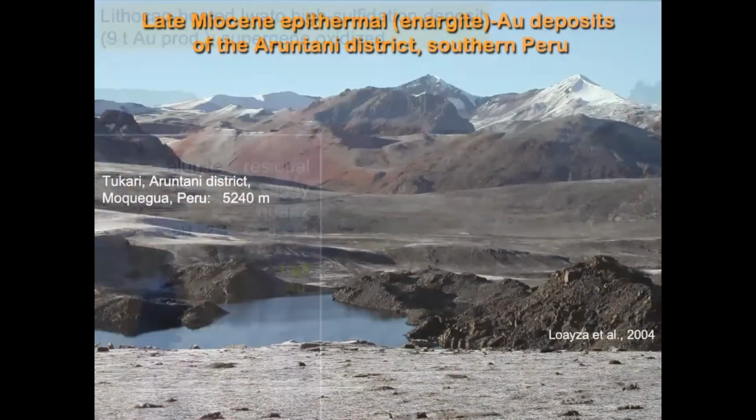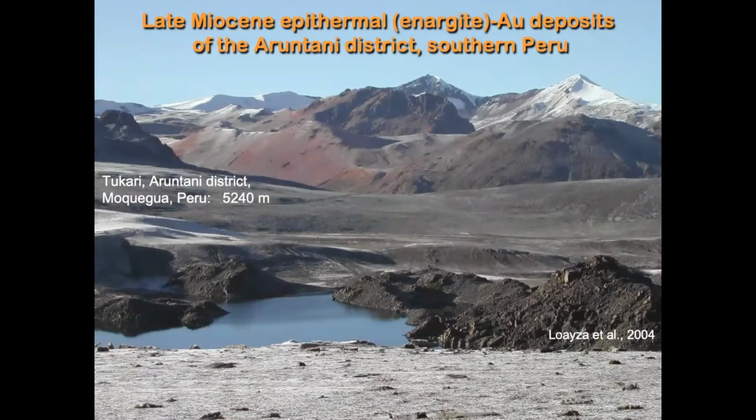This is a recent discovery. Well, it's now 20 years old, but a discovery in southern Peru in the Arantani district. It's an ore deposit called Tucari, and this is Tucari right here. It outcrops at the top at 5,240 meters, which is one reason why it was not discovered until only 20 years ago. There were no roads into the area, and it took some effort to come in by horses to first find and then sample this outcrop.